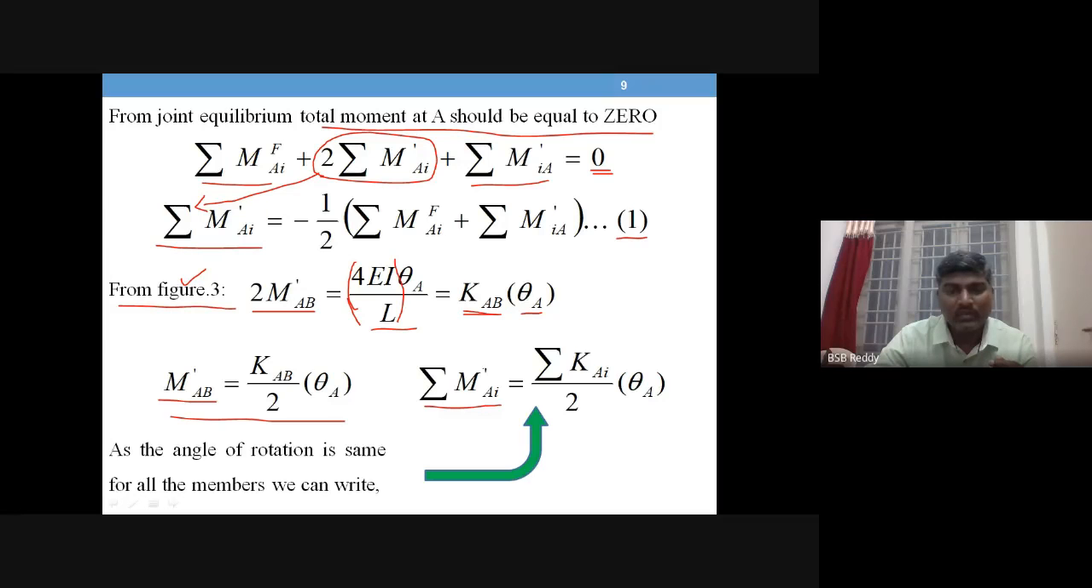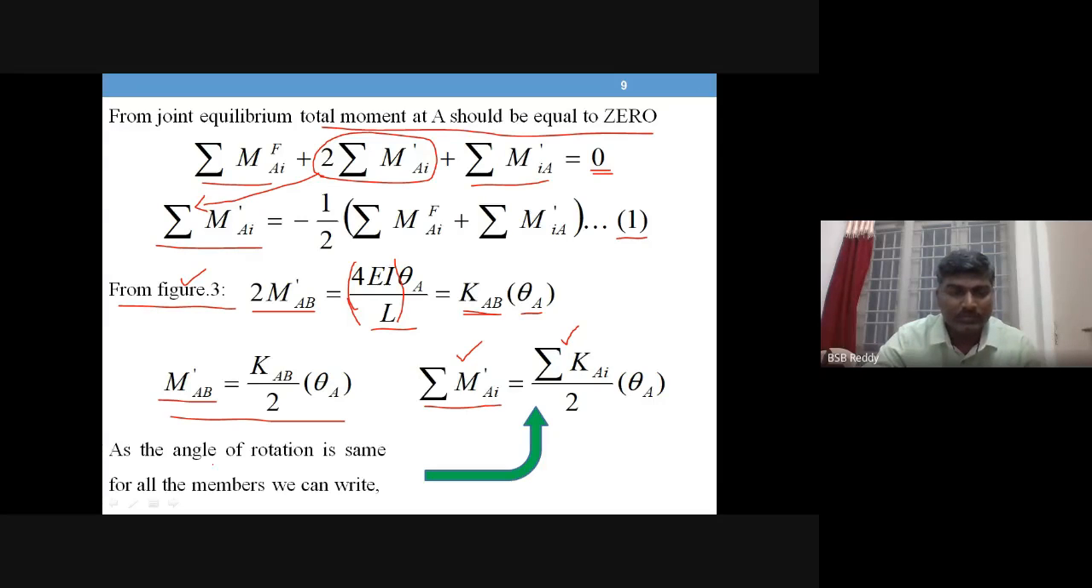Okay, so I am writing a single term for that: sigma K AB, K AC, K AD, K AE. Likewise, because theta A is common, you can take it common from all the terms. So this is a single term equation for near end rotation contributions.